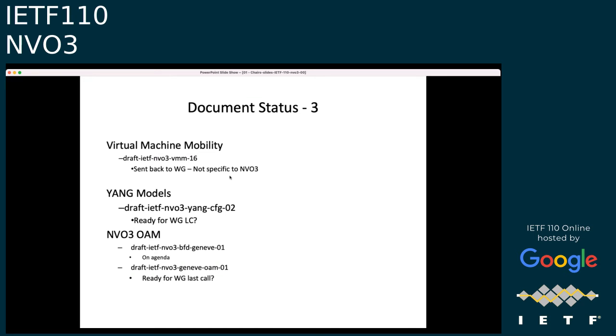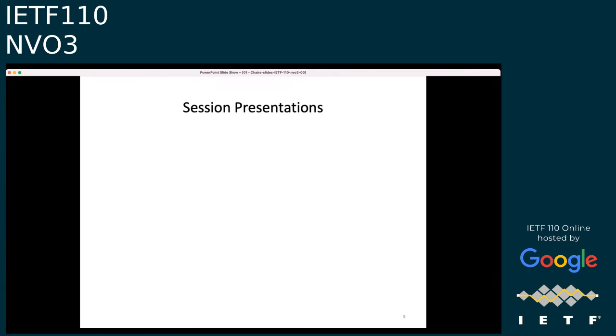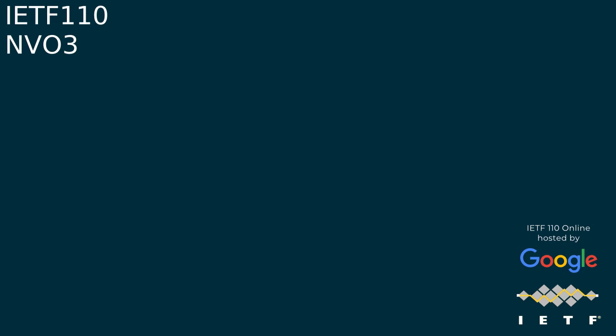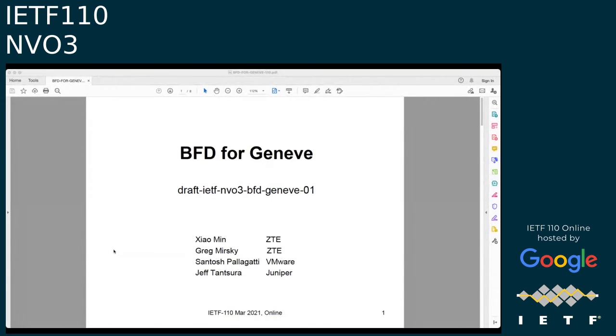And we have two OAM-related working group drafts. We have the BFD Geneve draft that's on the agenda, and we also have the Geneve OAM draft, which we just discussed. Okay, so first up is BFD for Geneve. Right, I need to change my sharing to do that. Okay, go ahead.